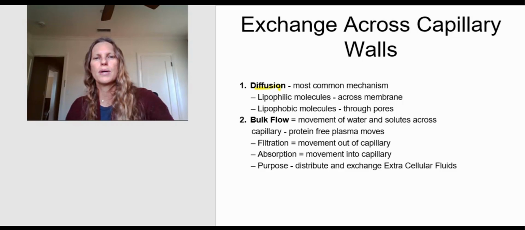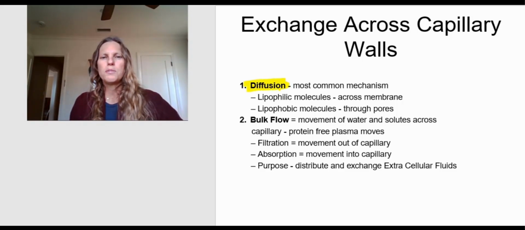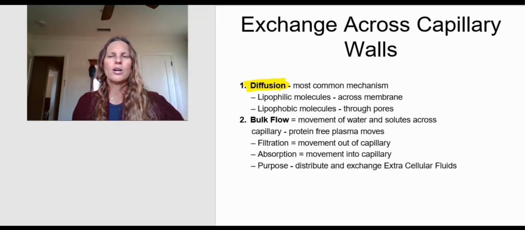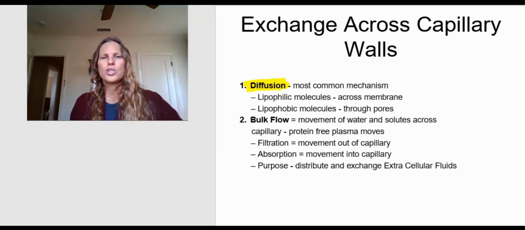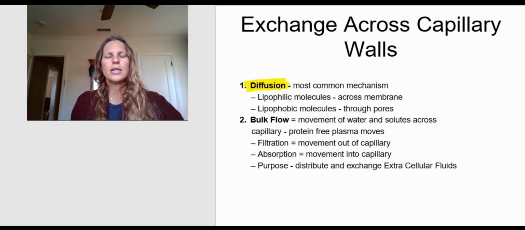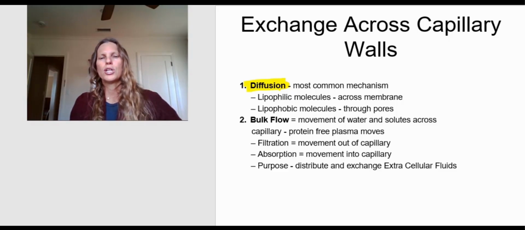The most common of the mechanisms is diffusion. Diffusion, we've talked about this before. Diffusion is the passive transport of something from an area of high concentration to low. So the ability of lipophilic, lipid-loving molecules to pass across the capillary cell wall is easy, as long as there's a concentration gradient for them.